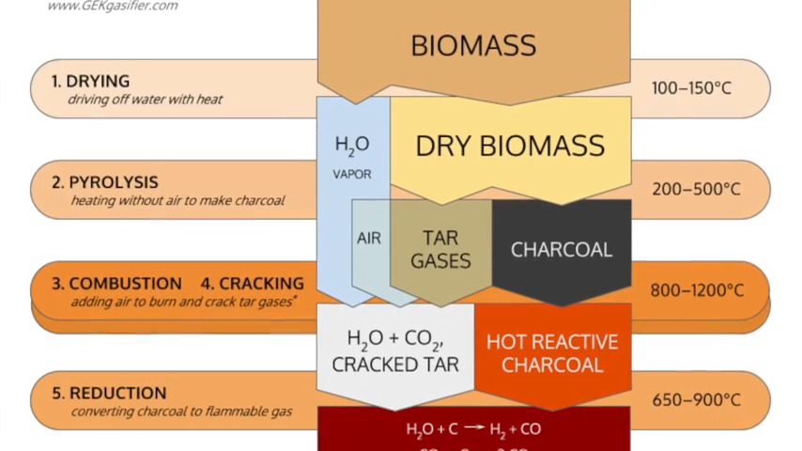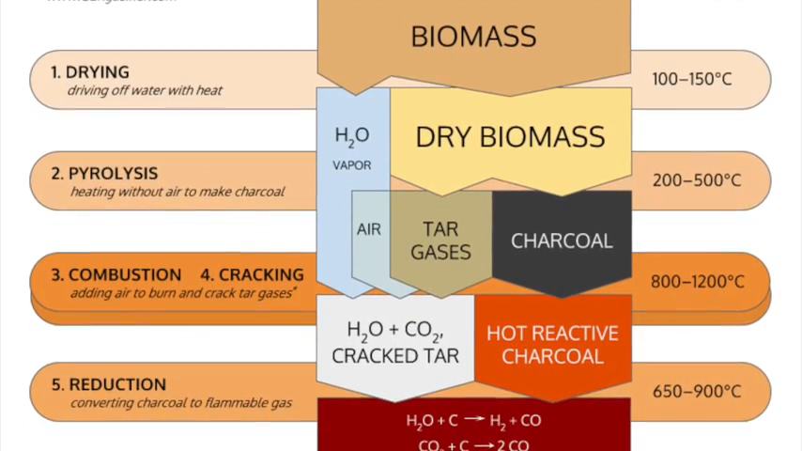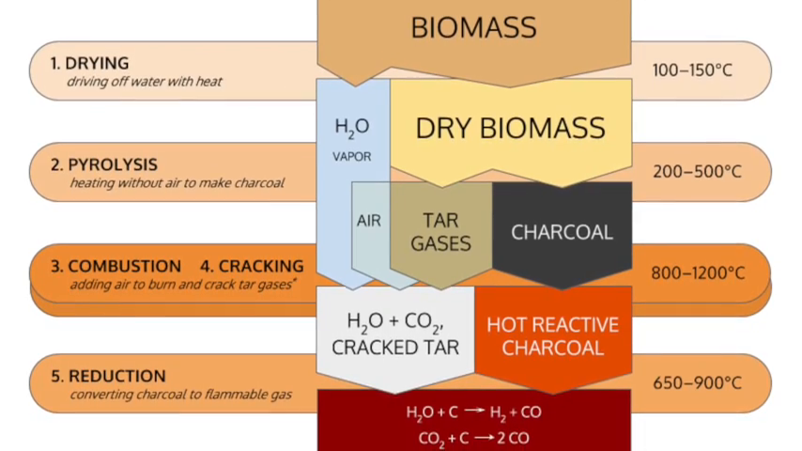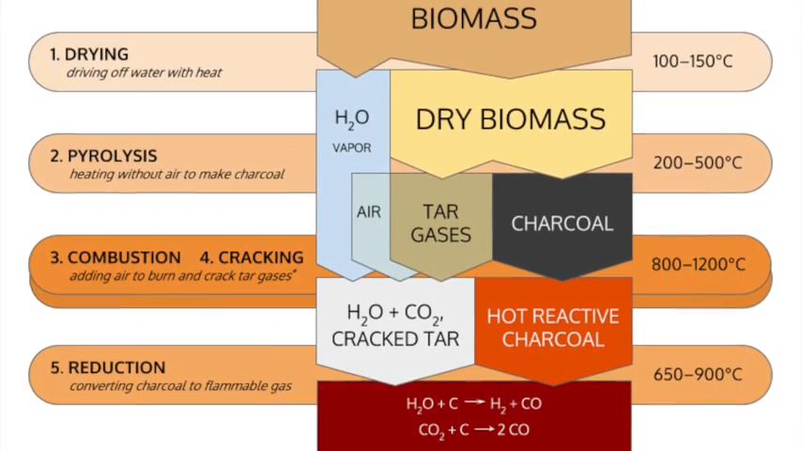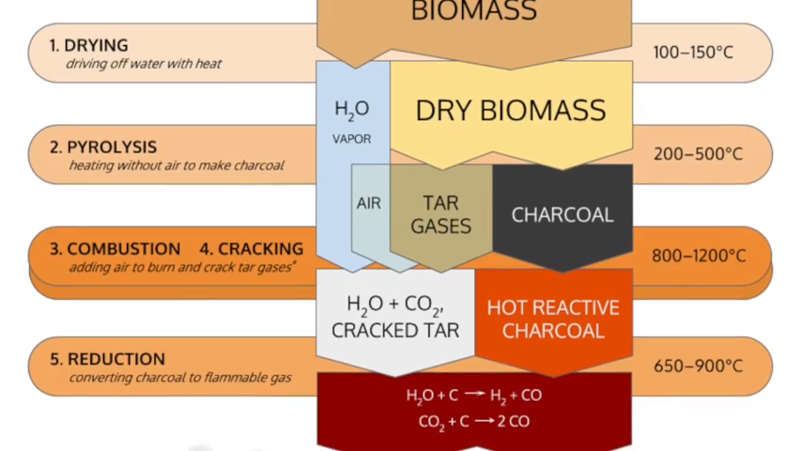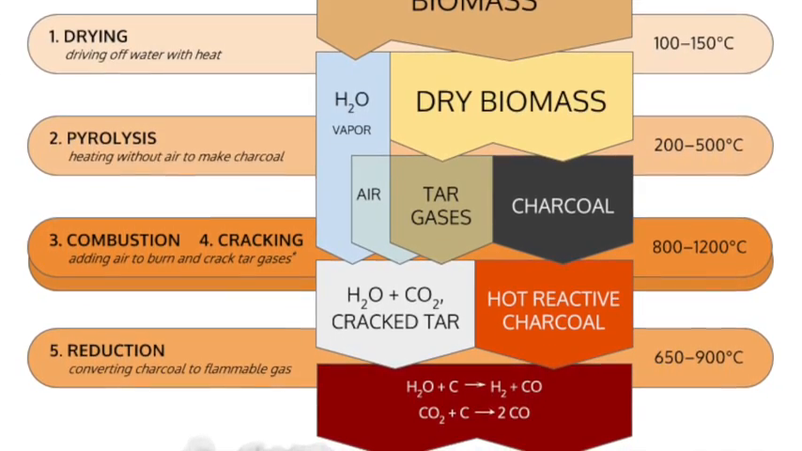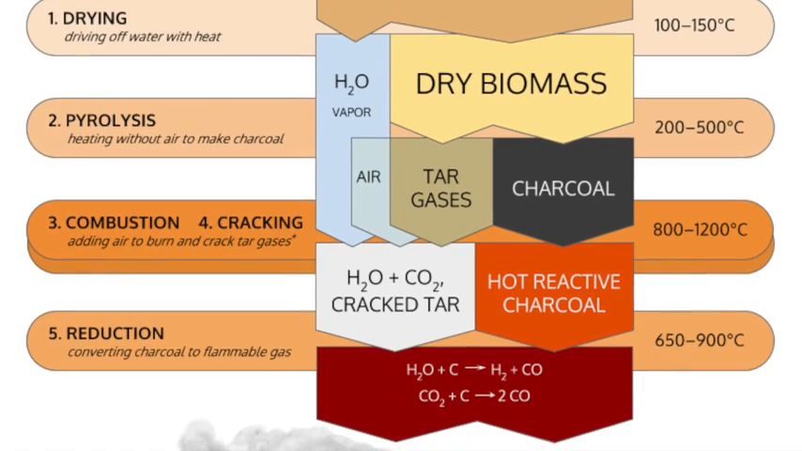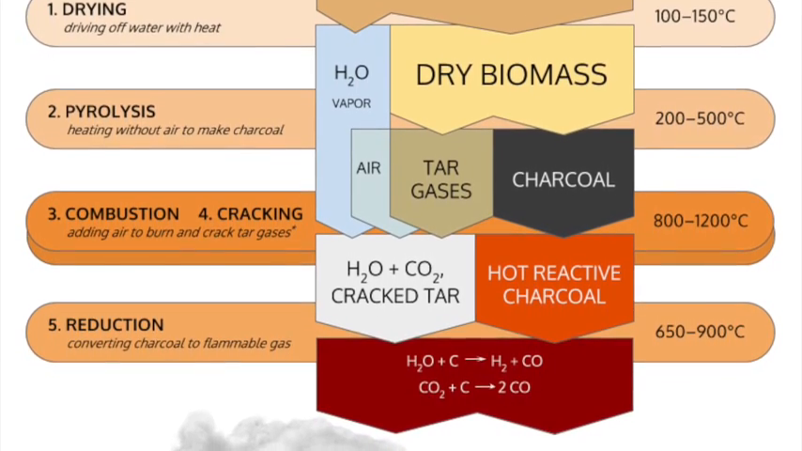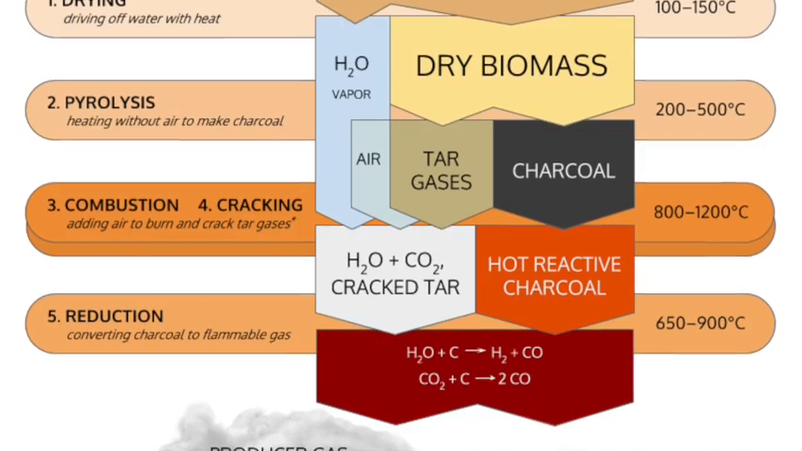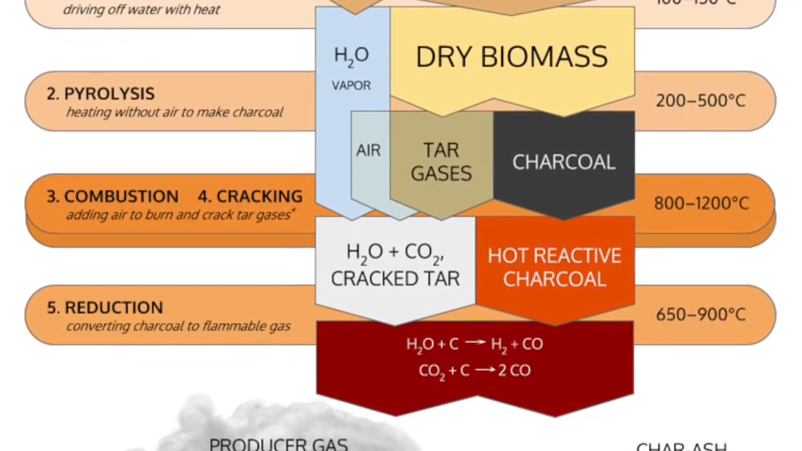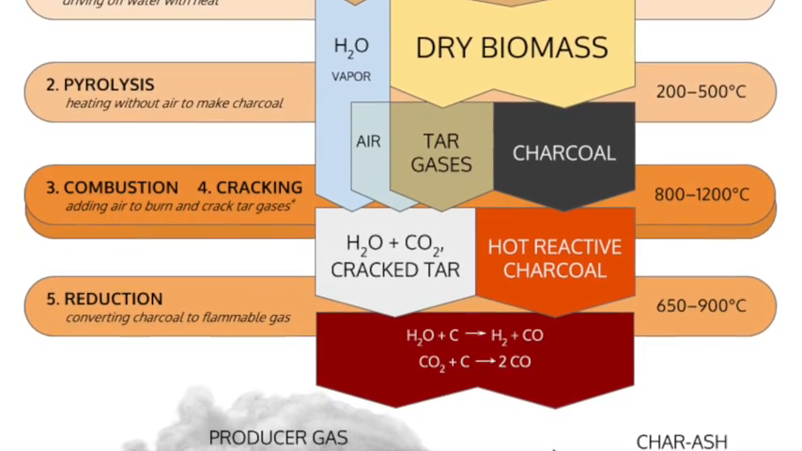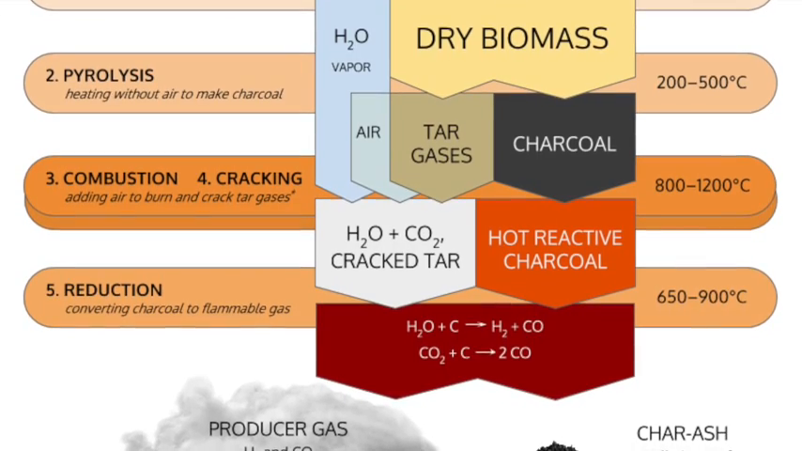So from that stage, we enter the combustion stage, and this is where that charcoal, tar gases, and water vapor combine and are heated to temperatures between 1200 and 2200 degrees Fahrenheit. The charcoal becomes hot reactive charcoal, and the tar gases and water vapor combine into water vapor and carbon dioxide.